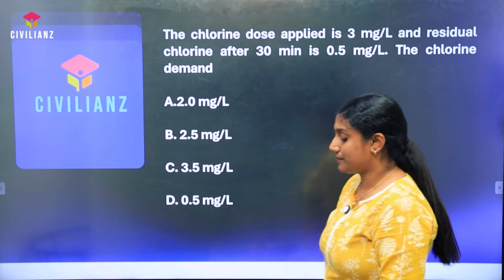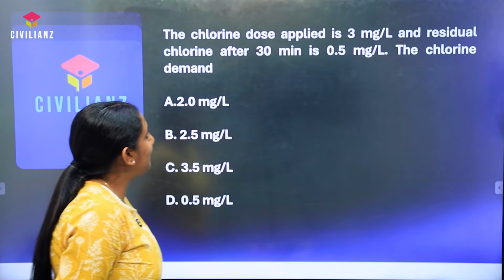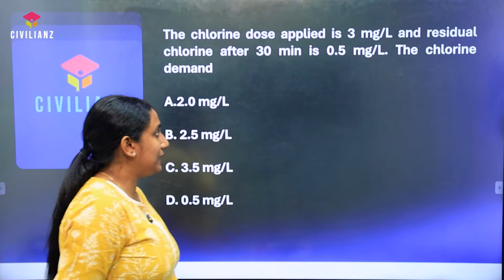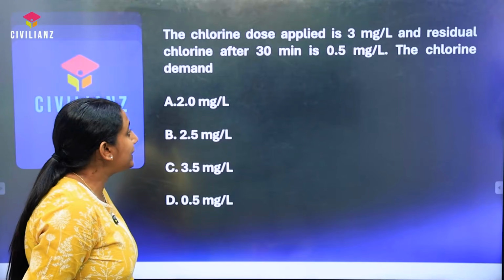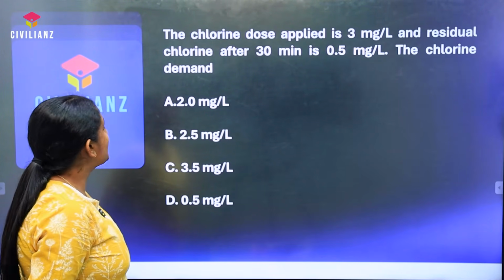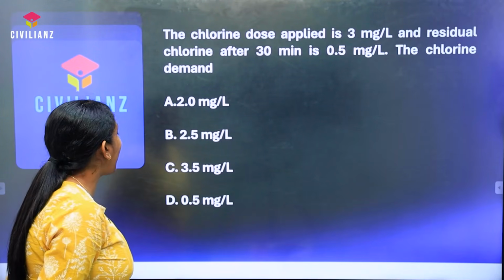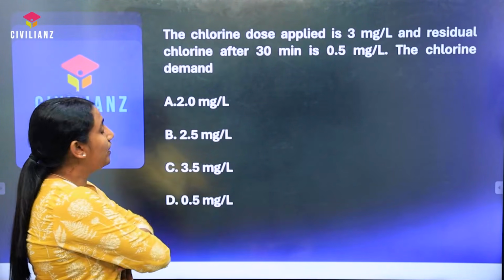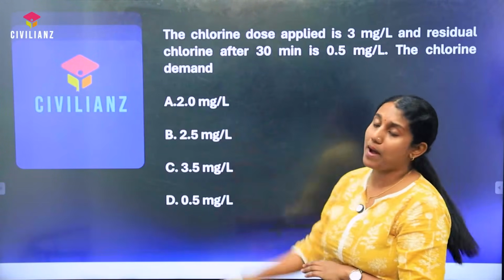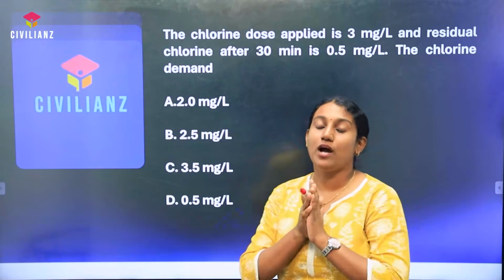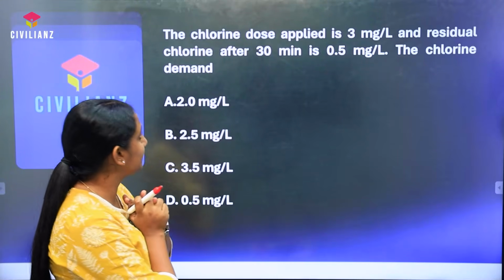Next, a good small problem. The chlorine dose applied is 3 milligram per liter, and the residual chlorine after 30 minutes is 0.5 milligram per liter. The chlorine demand is: 2 milligram per liter, 2.5 milligram per liter, 3.5 milligram per liter, or 0.5 milligram per liter. It's a very simple question. We have to find the chlorine demand. What is chlorine demand? What is chlorine dosage? What is residual chlorine?